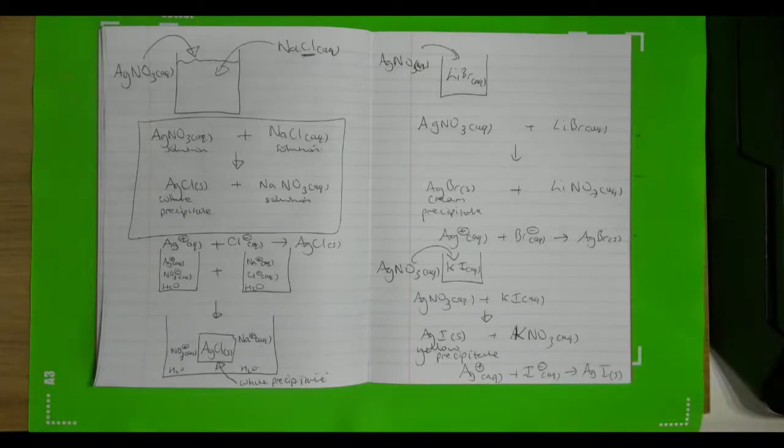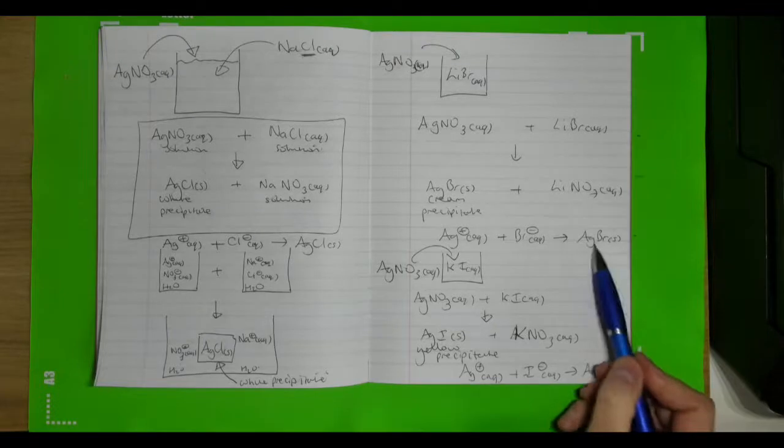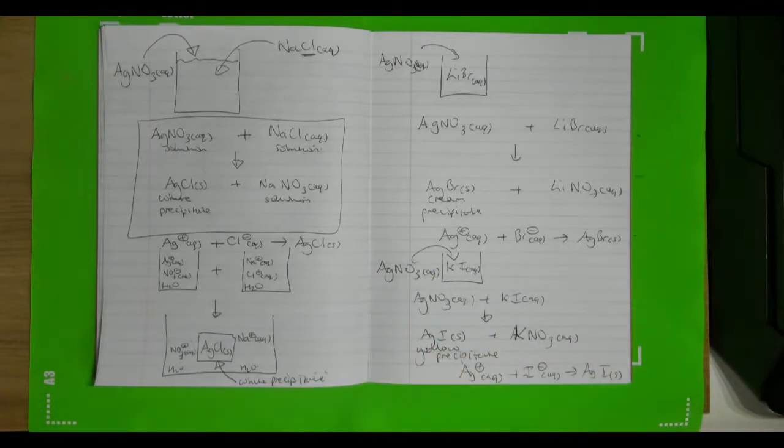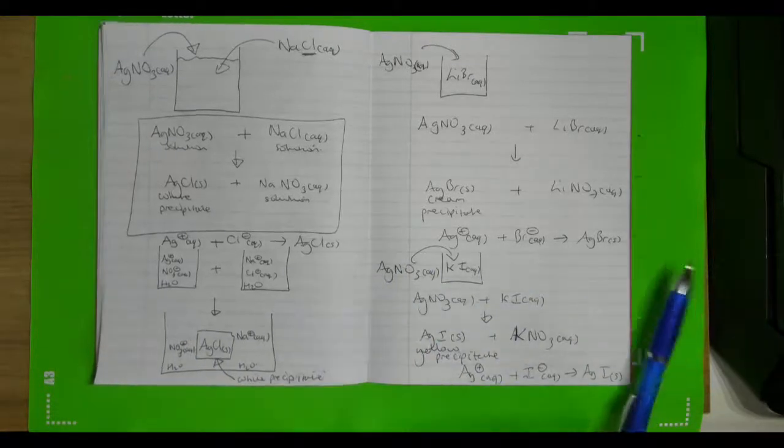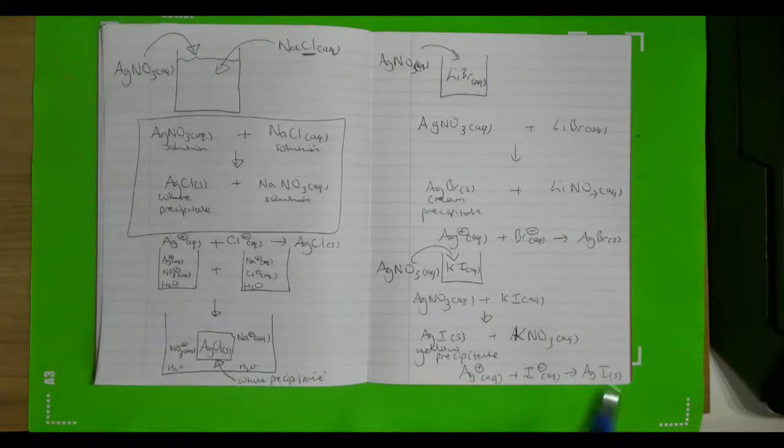Remember, this doesn't work for fluoride ions because silver fluoride is insoluble, unlike silver iodide, silver bromide, silver chloride. Okay, so remember the colours: white, cream, yellow.